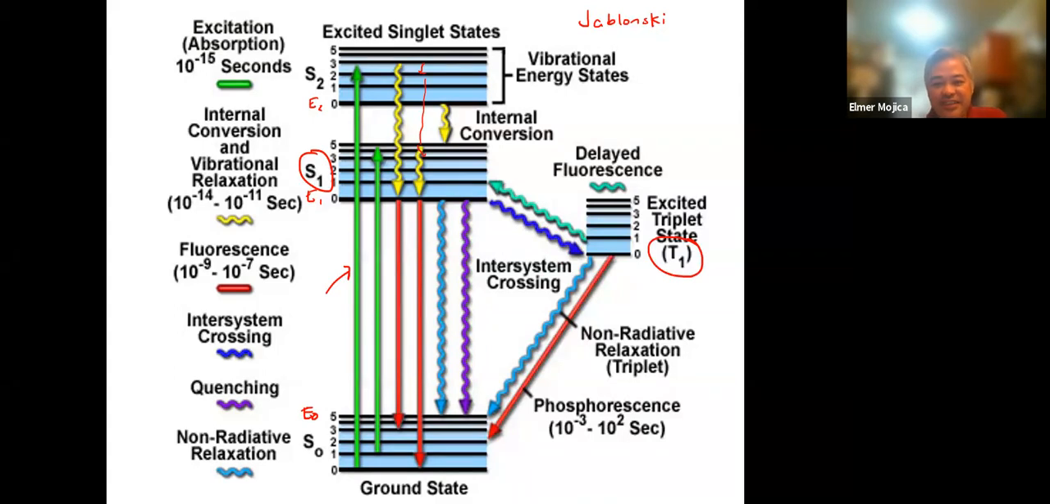Okay? And then you can also have here this so-called non-radiative relaxation, but this one coming from the triplet state. So dito mo makikita talaga yung difference nung tinatawag nating fluorescence saka phosphorescence. Now, you can have this so-called delayed fluorescence. Okay? And then we have also what we call the quenching and the other non-radiative relaxation.